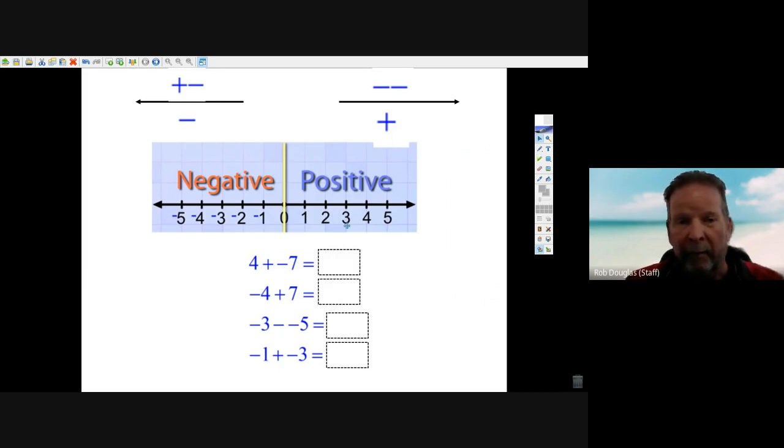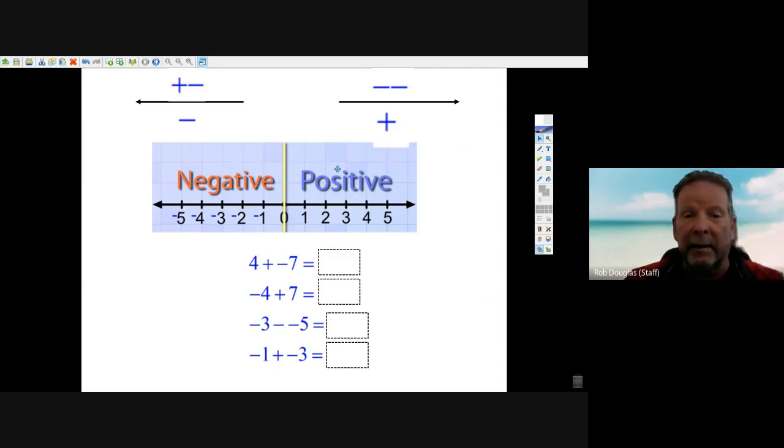1, 2, 3, 4, 5. It's just minus 1, minus 2, minus 3, on into infinity. But the big thing about the number line is that the further you go to the right, the more positive it is, the greater the number is. And the further you go to the left, the more negative it is, the smaller the number is.